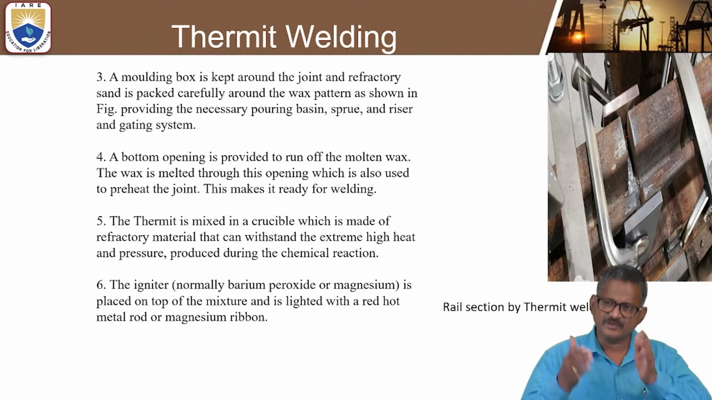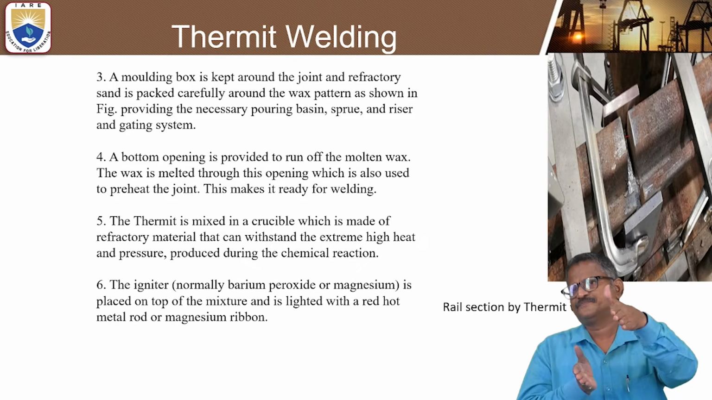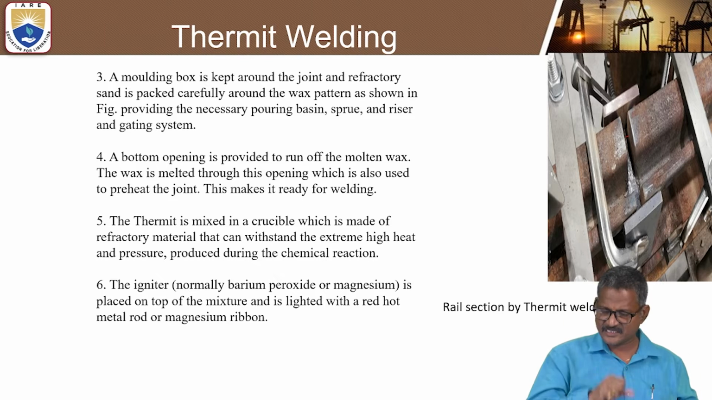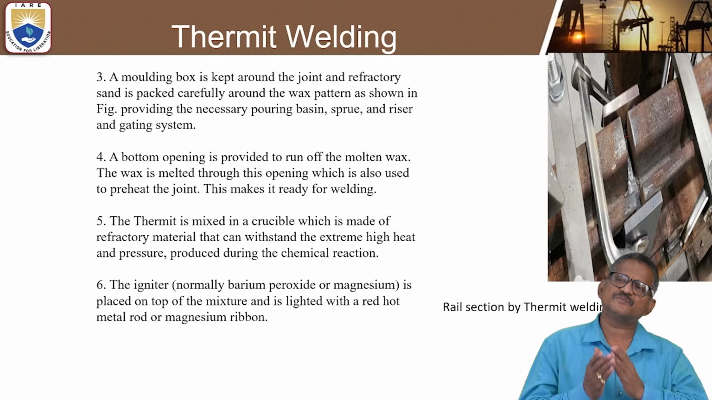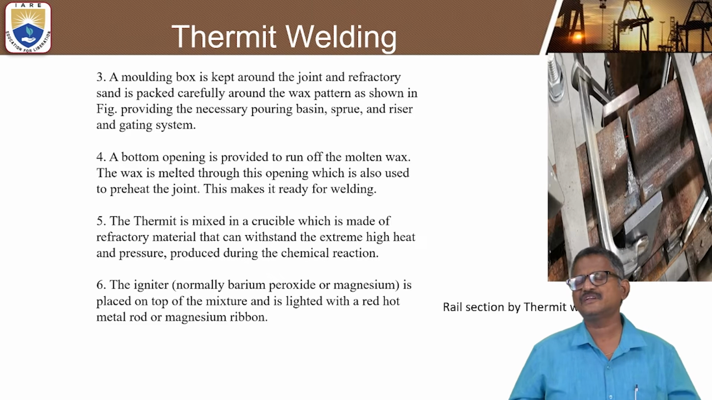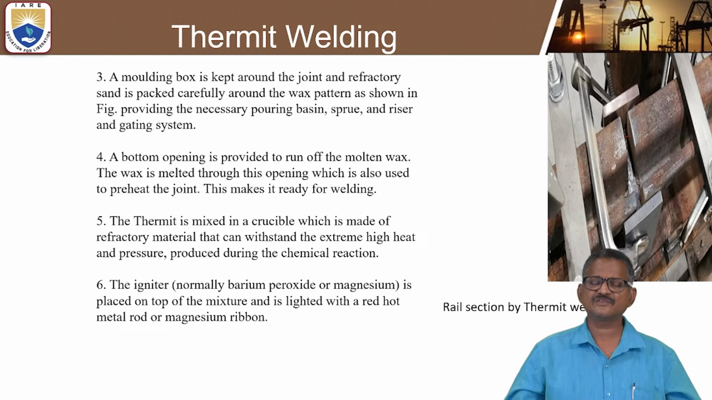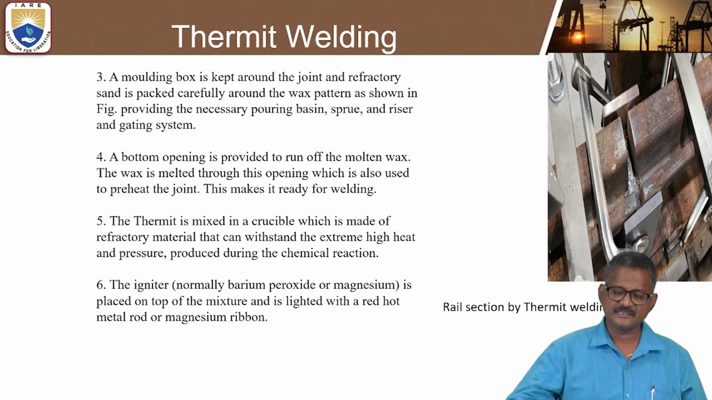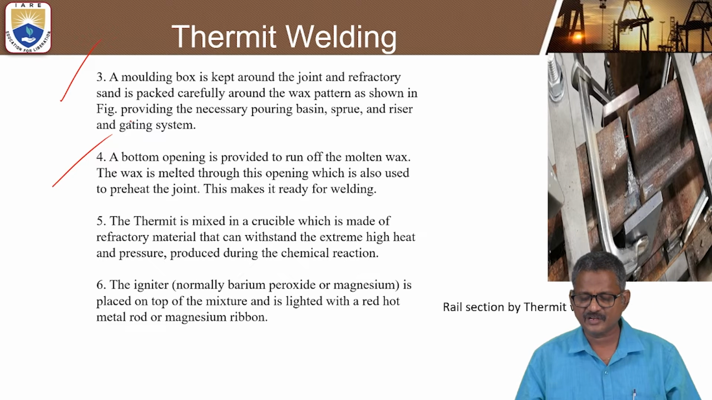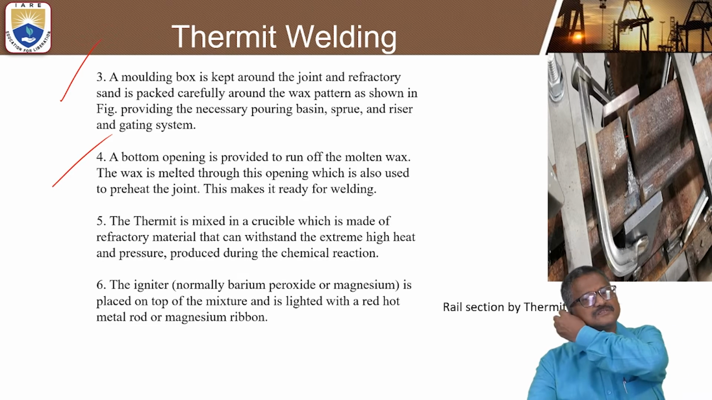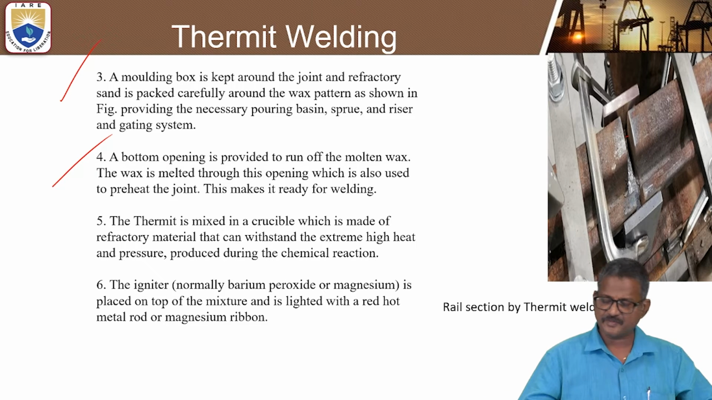You can see the setup for pouring the molten metal, with the rail sections and the crucible. After preparing the molten metal, you pour it into that crucible, and after giving some solidification time, the two pieces attach to each other. Another important point is that a bottom opening is provided to run off the molten metal. That is the blowcock, and the excess slag material also comes out through this process.